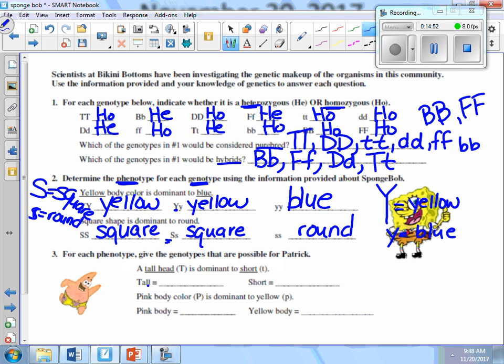If I have the phenotype of tall, what's my genotype? What are my alleles, Shawnee? Two uppercase T's. Good. Is that the only way I could be tall? There's another possibility, Dominic. What's the other one? Big T, little t. Good. There's only one way, Michael, to be short. What is it?